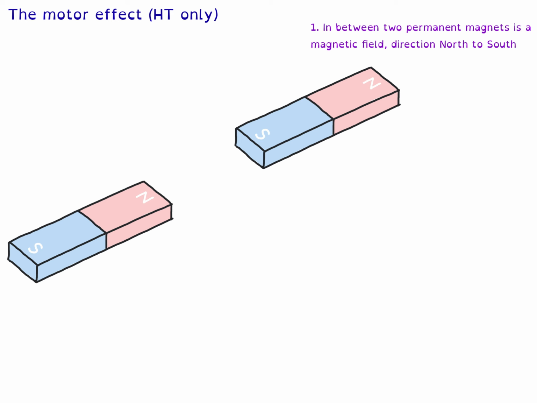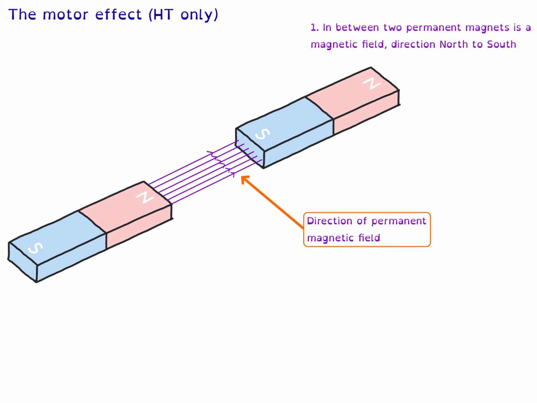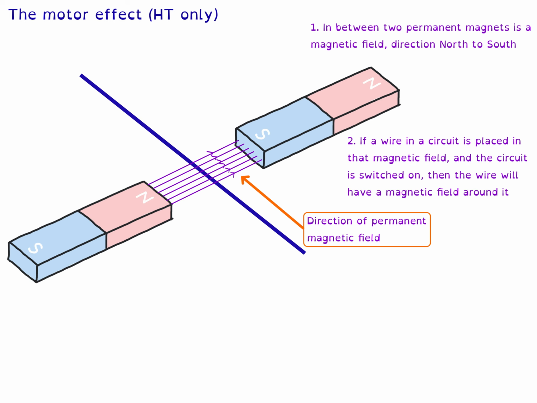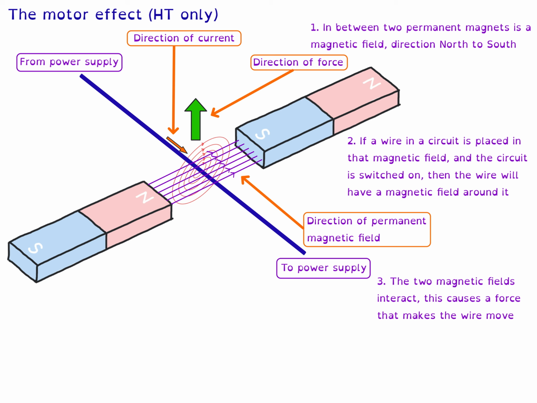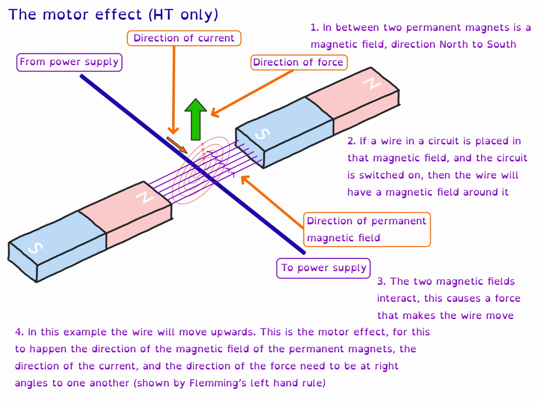In between two permanent magnets is a magnetic field and its direction is north to south. If a wire in a circuit is placed in that magnetic field and the circuit is switched on, then the wire will have a magnetic field around it. The two magnetic fields interact and this causes a force that will make the wire move. In this example, the wire will move upwards. This is the motor effect.